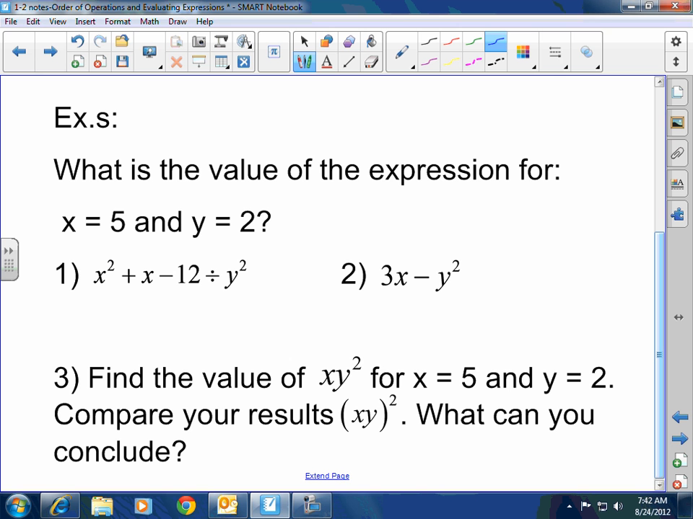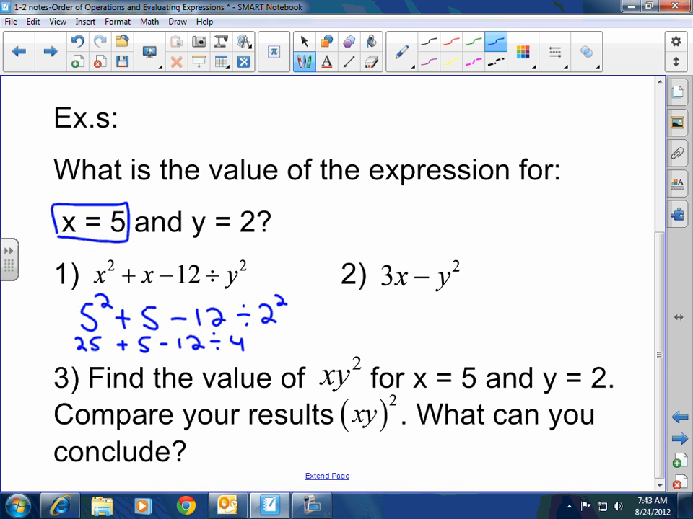Well, I've got x squared plus x minus 12 divided by y squared. Well, x represents 5. So this is 5 squared plus 5 minus 12 divided by 2 squared. Now you just follow the order of operations. You've got 25 plus 5 minus 12 divided by 4. So that's going to equal 25 plus 5 is 30. So that's going to be 30 minus 12 divided by 4.